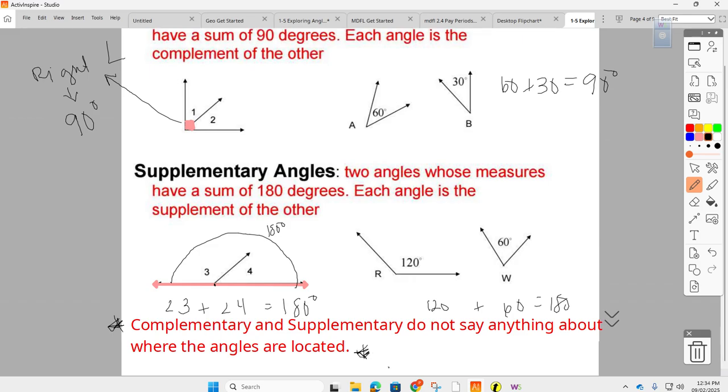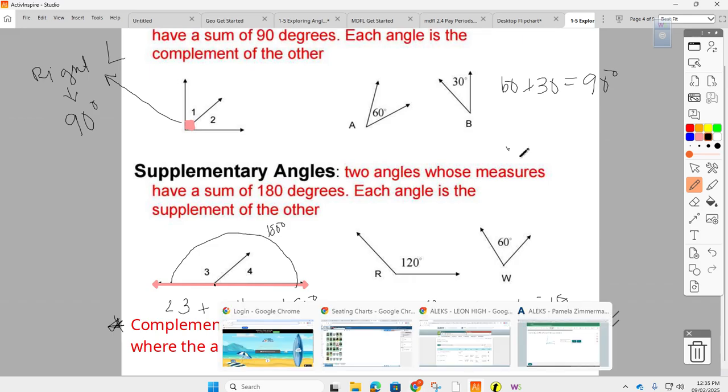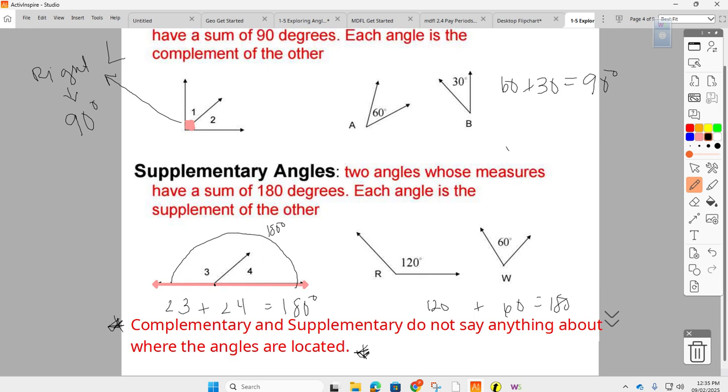Complementary and supplementary does not say anything about where the angles are located, and that just means what I just told you. They don't have to be adjacent. They don't have to be in the same plane, I would presume. If you take the measure of the angles and add them together, they're 180 for supplementary. Add them together, they're 90 for complementary. Any questions on these two?